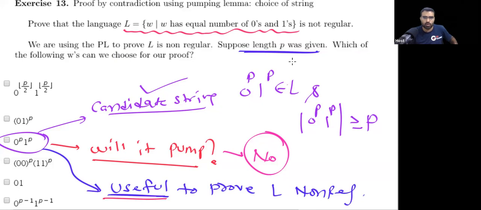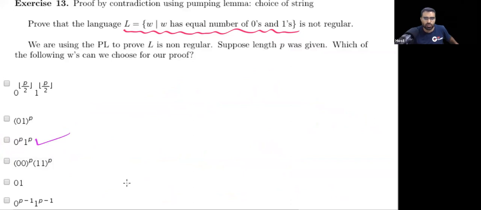This is useful because whatever p you take, this string will not pump. You can take any value of p. This p can be 10, 100, or 1000. This string, 0 power p, 1 power p, will not pump, so you can use it to prove that L is non-regular. So this string is definitely your answer. I can say you got one answer.